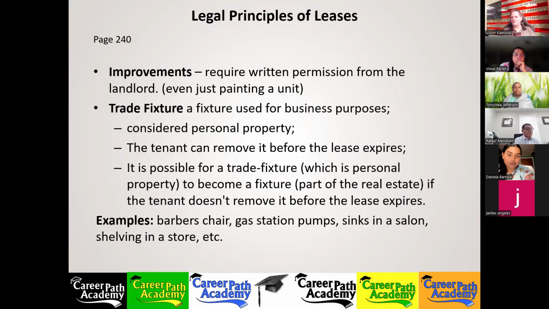And if those trade fixtures are like specialty sinks or something like that, you can't just remove the sinks and leave the leaky pipes there. You've got to cap them off behind the walls and do the proper plumbing. So examples of trade fixtures are barber's chairs, gas station pumps, sinks in a beauty salon, shelving in the supermarket, vent hoods and stoves in restaurants, things of that nature.